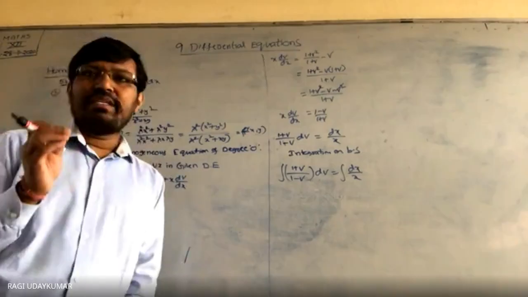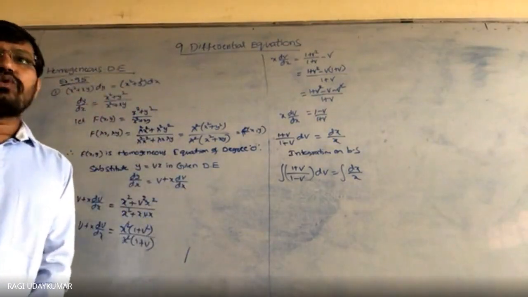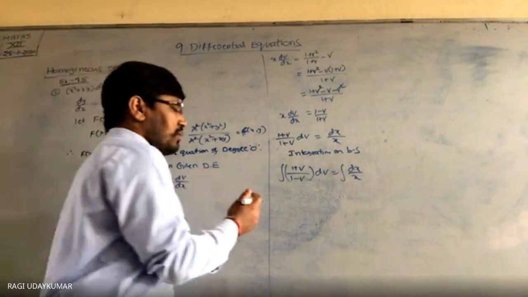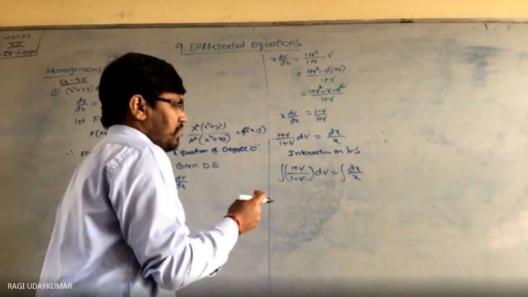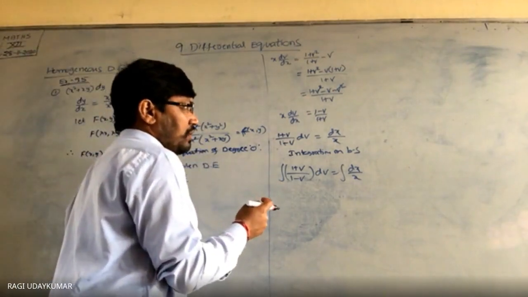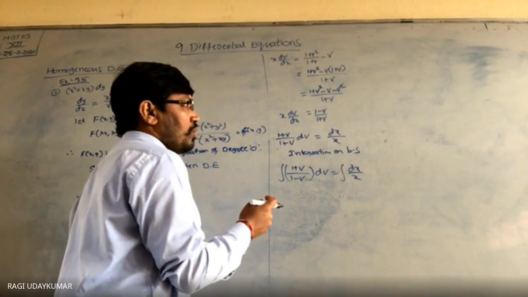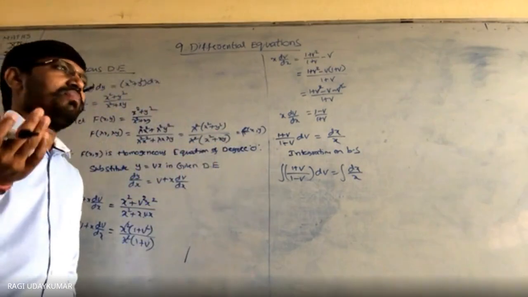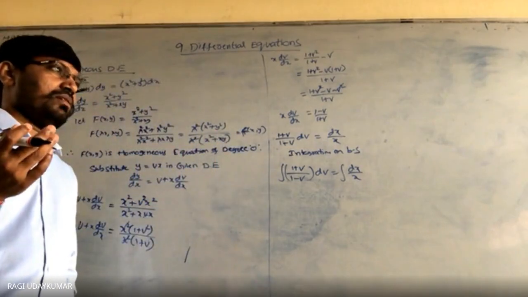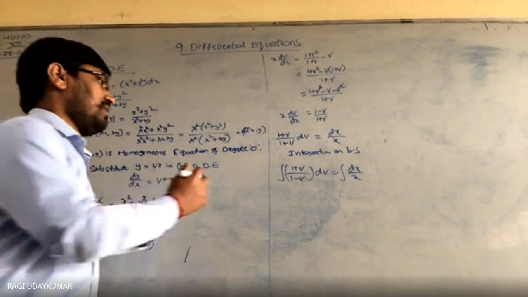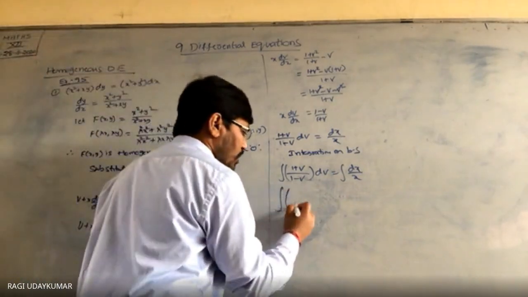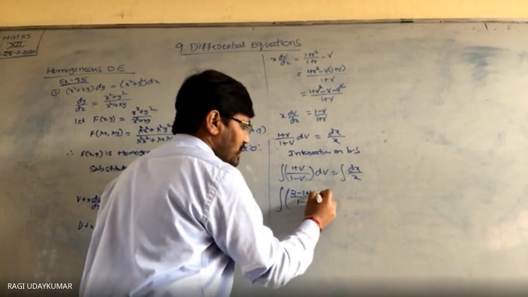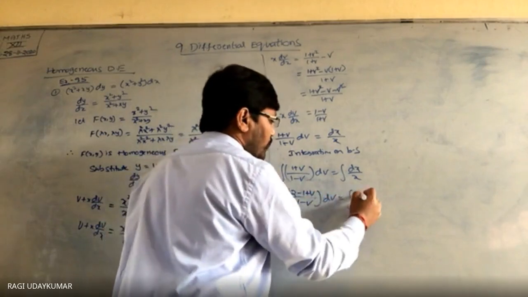So now here, (1 plus v) by (1 minus v). Different methods you have learned previously. What can we do with this? You can write it as 2 minus (1 plus v)... the numerator as 2 minus 1 plus v, over 1 minus v, taking the minus common. So in the numerator you write (2 minus (1 plus v)) by (1 minus v) dv is equal to dx by x.